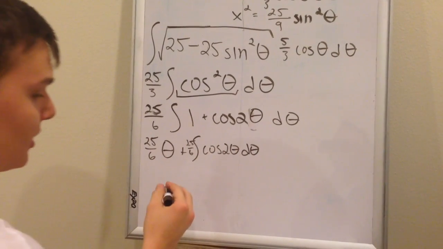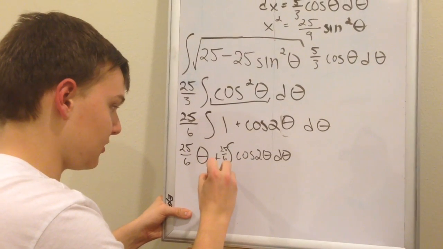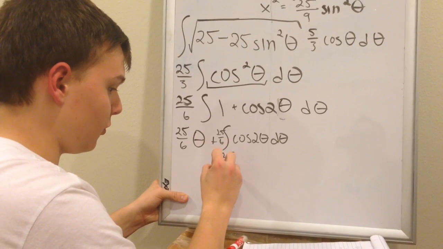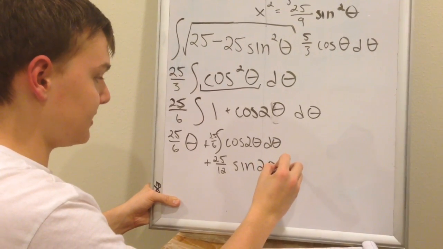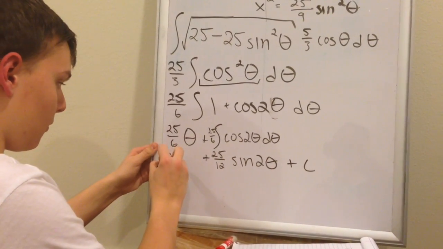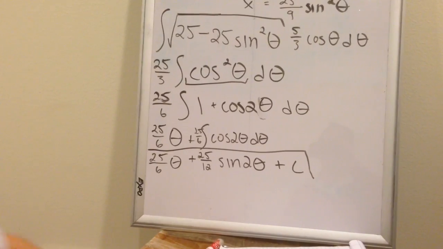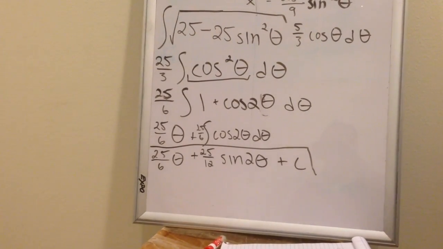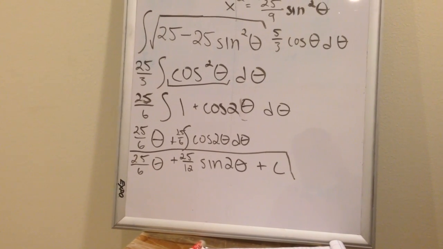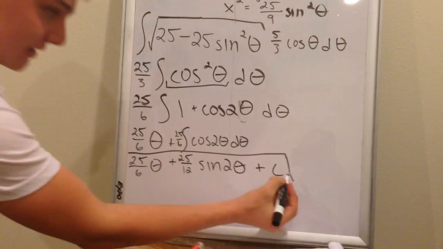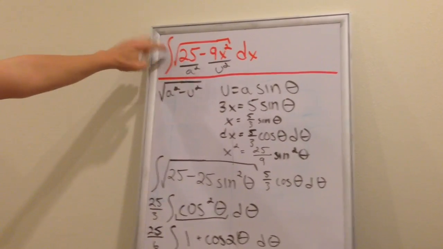Well, the integral of this is 1/2 sine of 2 theta, so plus 25 over 12 of sine 2 theta plus c. Well, from here, that's the correct answer. However, we need to convert this back to x's, back to our original terms.